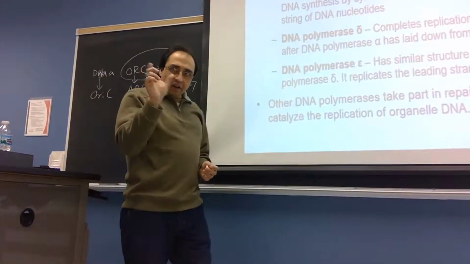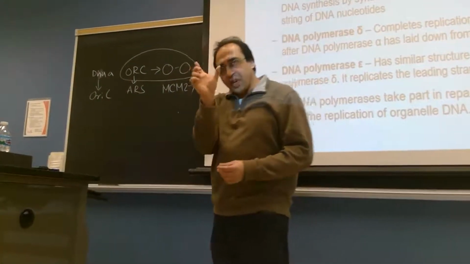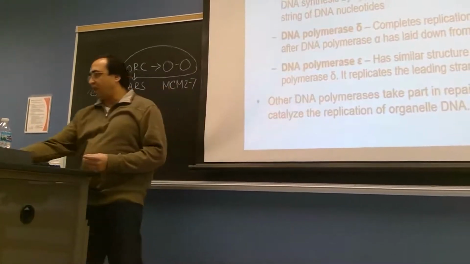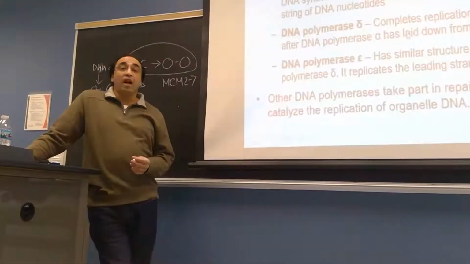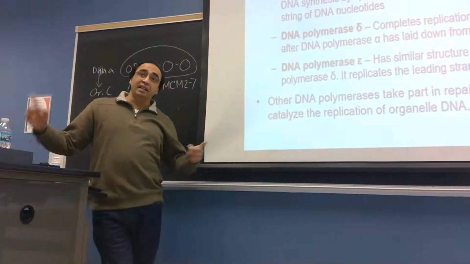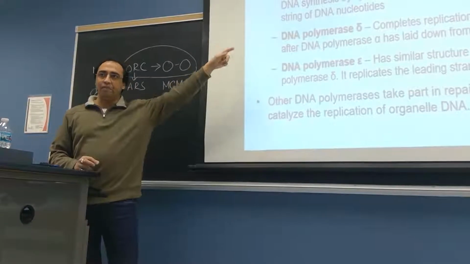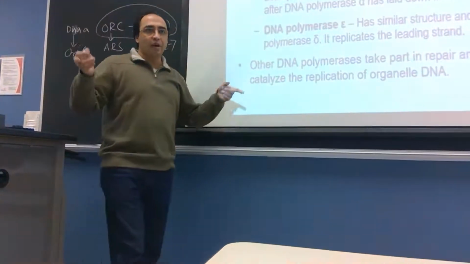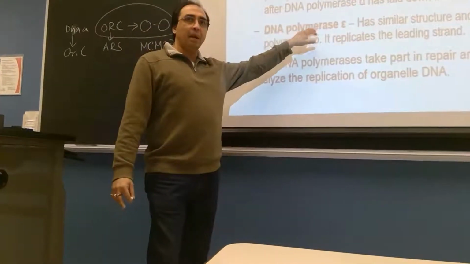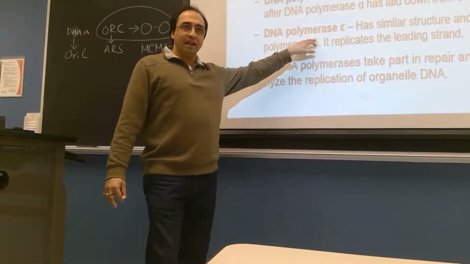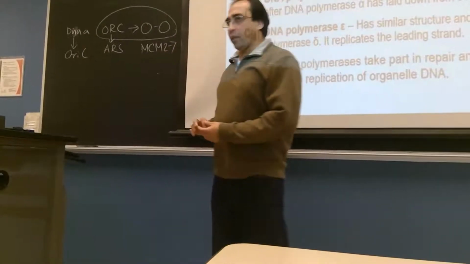DNA polymerase alpha is like DNA polymerase 1. It has exonuclease and endonuclease activity and can synthesize a short stretch of DNA. And DNA polymerase delta works on the lagging strand. It can synthesize a short stretch even better than DNA polymerase alpha, and that's why it is working on the lagging strand. DNA polymerase epsilon is the main DNA polymerase for the leading strand. It can synthesize the whole DNA as a whole.